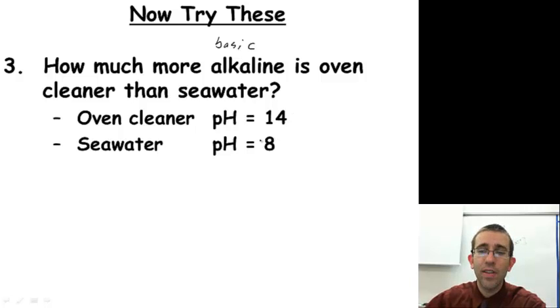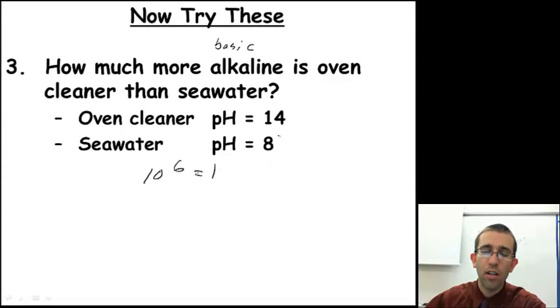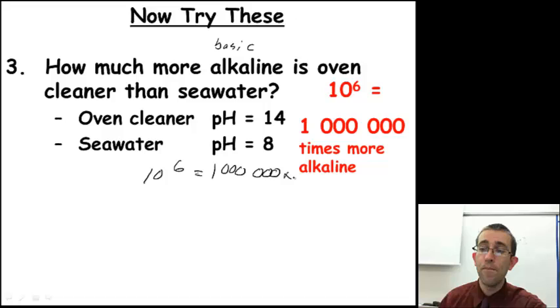You do the exact same thing. We're going to subtract our numbers here. So 8 from 14 is actually 6. And it's 10 to the 6th power, or you just put a 1 down, and then 1, 2, 3, 4, 5, 6 zeros, or you can say 1,000,000 times. So oven cleaner is 1,000,000 times more alkaline than seawater. One more to do.